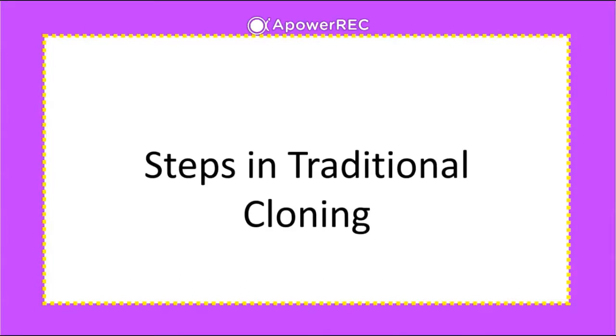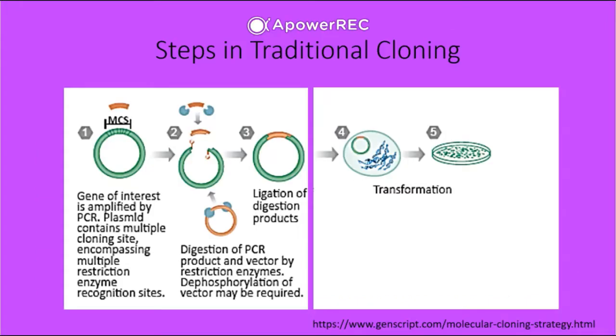Okay, steps in traditional cloning. Here are the very basic steps to this. The first thing we need to do is we need to get our gene of interest and amplify it through PCR. After we've amplified that, we need to digest it with restriction enzymes and digest the plasmid we want to insert it into. And so now they both have digested ends that match that same address.